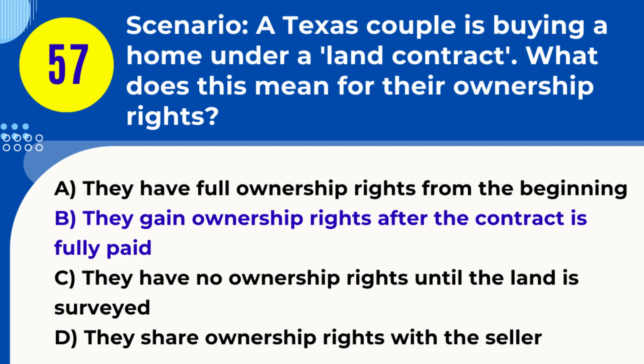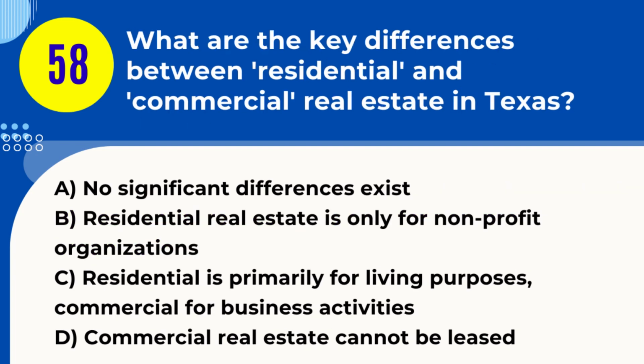Explanation: Under a land contract in Texas, the buyer does not receive the title to the property immediately. Instead, they make payments to the seller according to the contract terms, and ownership rights are transferred only after the contract is fully paid. Question 58. What are the key differences between residential and commercial real estate in Texas?